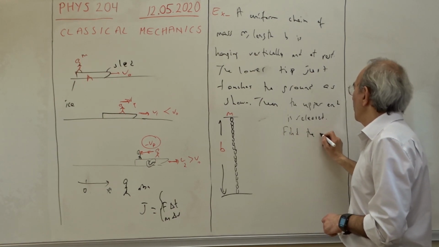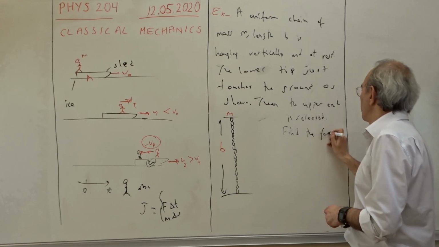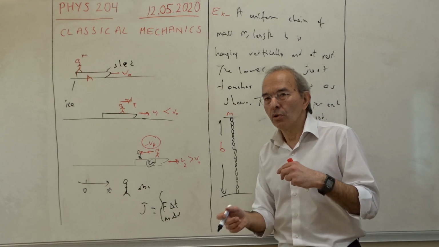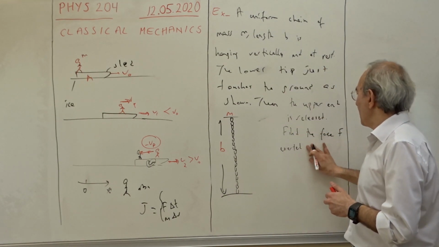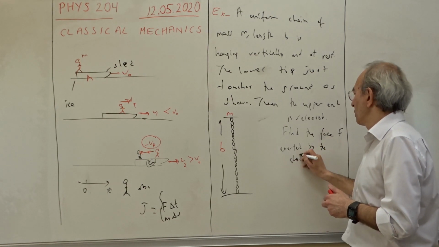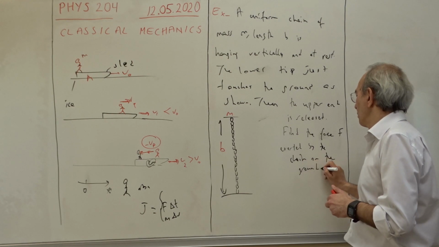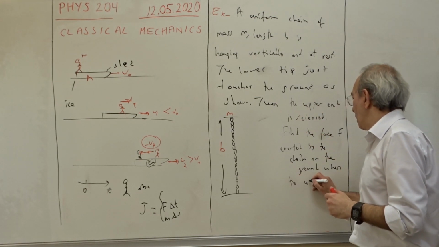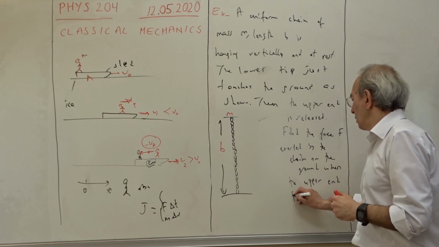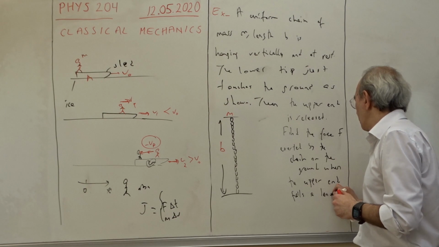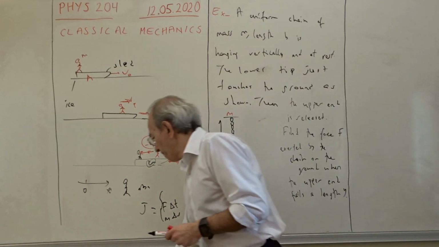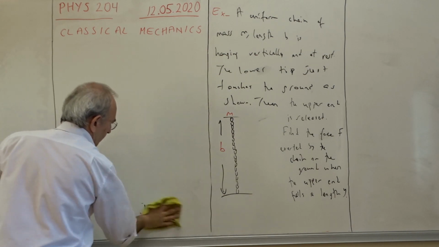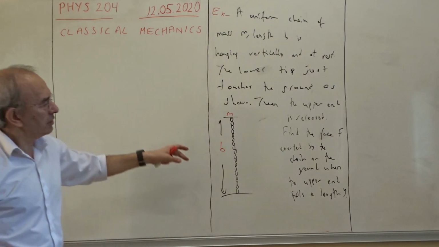Find the force F exerted by the chain on the ground, or by the ground on the chain, when the upper end falls a height, a length y. So the first part is easily drawn.